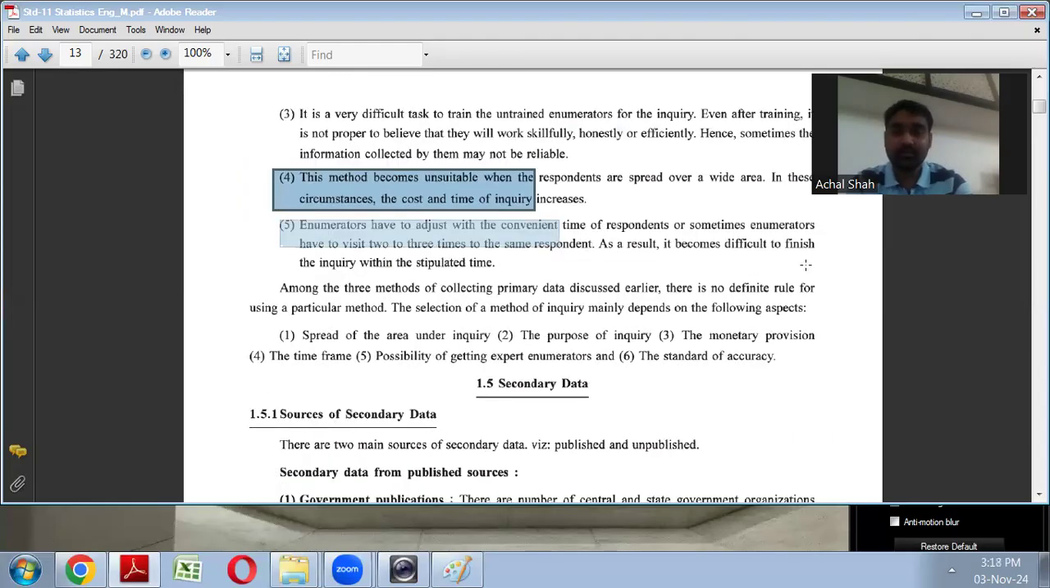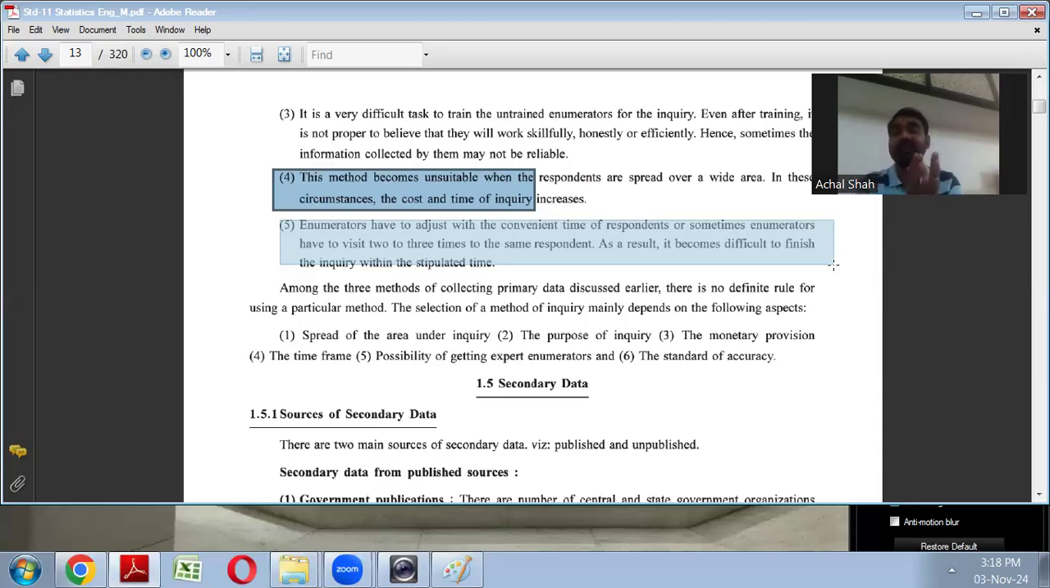Next, very important, मीटिंग का टाइम फिक्स करना, right? Enumerators have to adjust their time with the respondents. So it is very difficult to adjust the convenient time of respondents or even the enumerators' time, because sometimes we may have to visit more respondents. Okay, so stipulated time period में जो है inquiry complete करना बहुत difficult हो जाएगा.